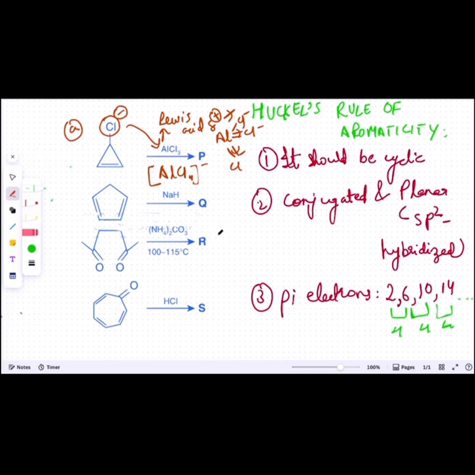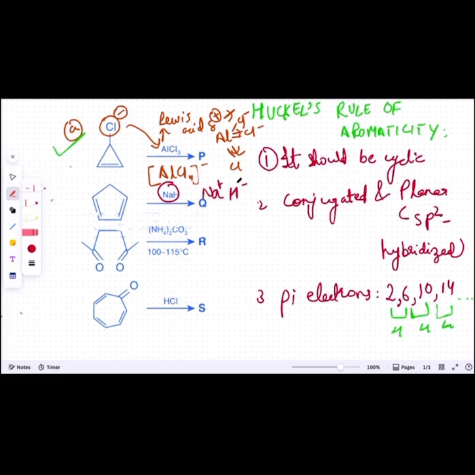Now from the reactant molecule, when we remove Cl minus, we have a positive charge on the ring. So it is a case of extended conjugation. Firstly it is cyclic, secondly it is conjugated because it has double bonds and an alternate positive charge. Third, it has 2 electrons that are participating in resonance. So that's why it will be aromatic.